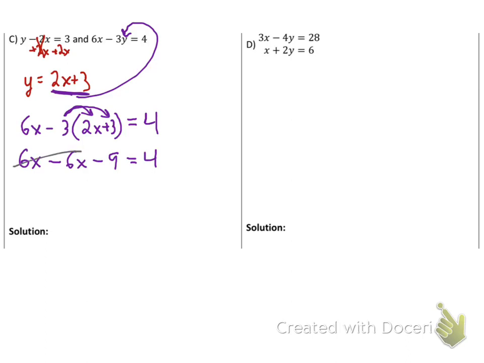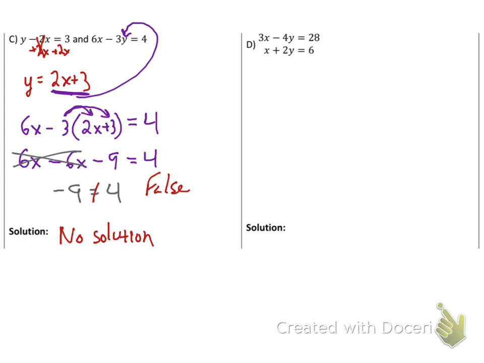Once again, our variable goes away. 6x minus 6x is 0. So I'm left with negative 9 equals 4. And that is false. That's never true. So remember, if your variable goes away and you have a false solution, then you are left with no solution. If you solve and you're left with a false statement, like -9 equals 4, that's never true. So because that's false, this system of equations has no solution.